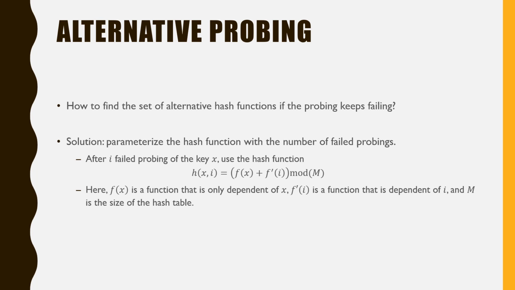Let's first discuss how to choose the set of hash functions. A simple solution to generate a series of hash functions is to take the number of failed probings as a parameter in the function. For example, consider the hash function f(x, i) shown here, where x is the key and i is the number of failed probings. f(x) can be whatever hash function that we intend to apply initially, and f'(i) is a function that depends on i.